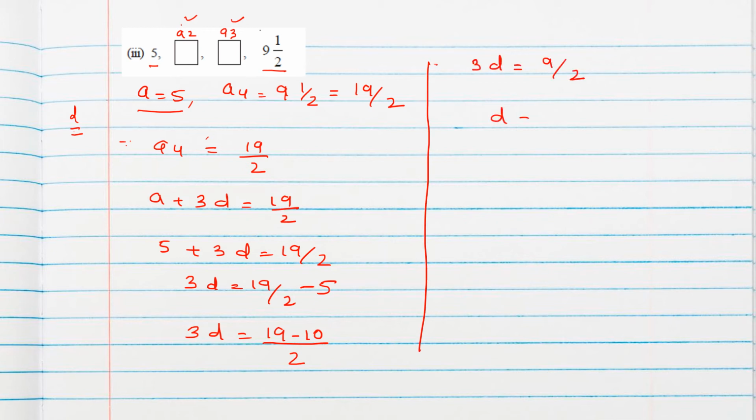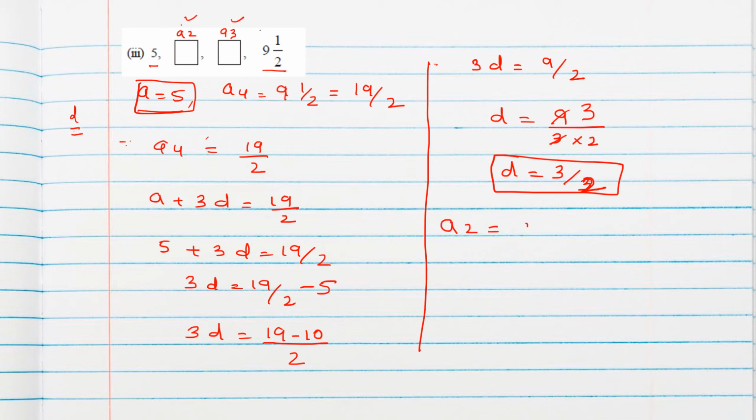So D will be 9 by 2 divided by 3, so 3 will come in the denominator. We can cancel the 3, so D will be 3 by 2. Now we know D and we know A also, so any other term we can find.